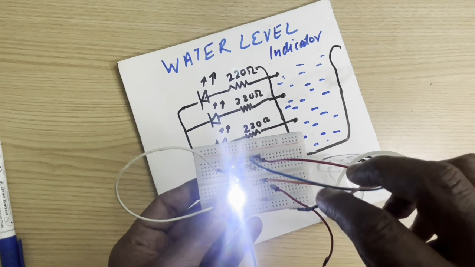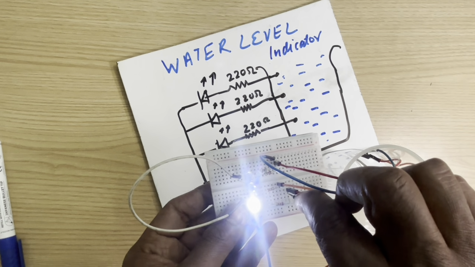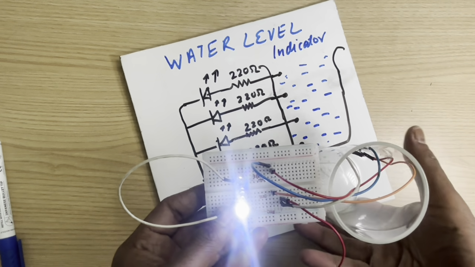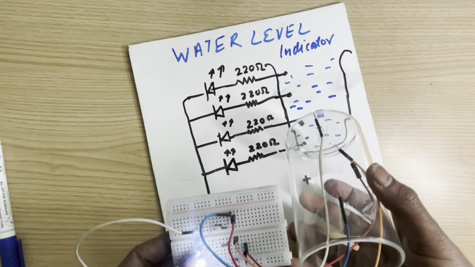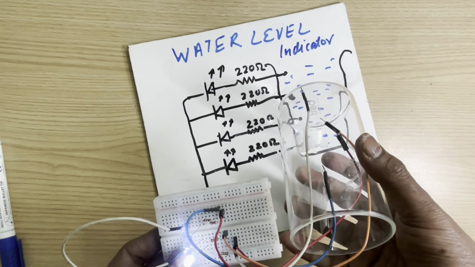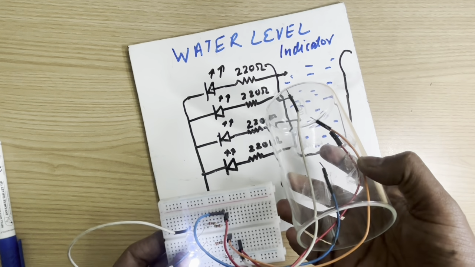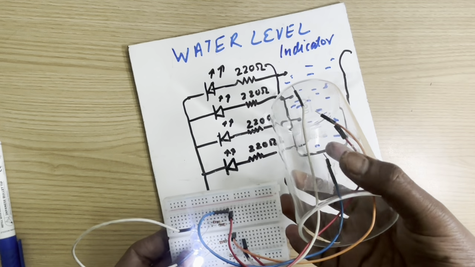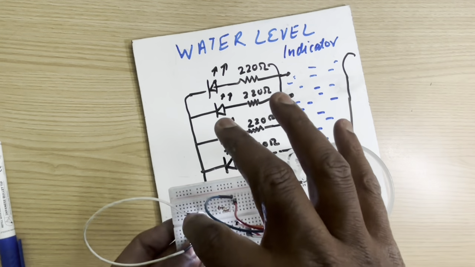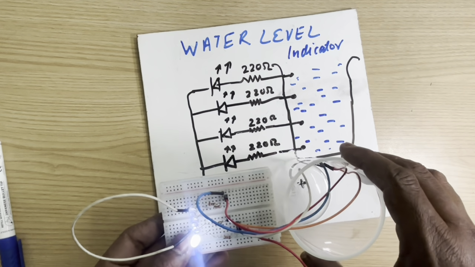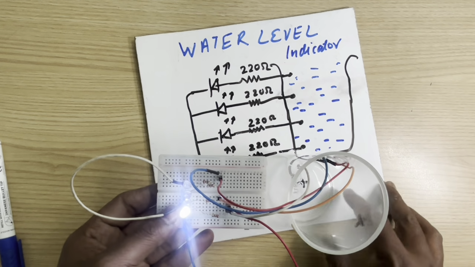So this is the first indicator. I have put it this way. The first indicator is white, the second is orange, the third is red, and the last one is blue. So this is a blue LED. When the tumbler is filled, the blue LED will glow. So let's see.